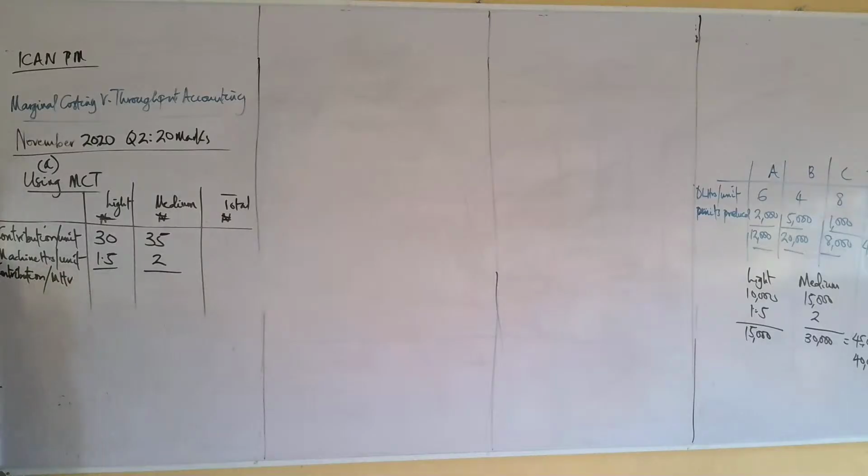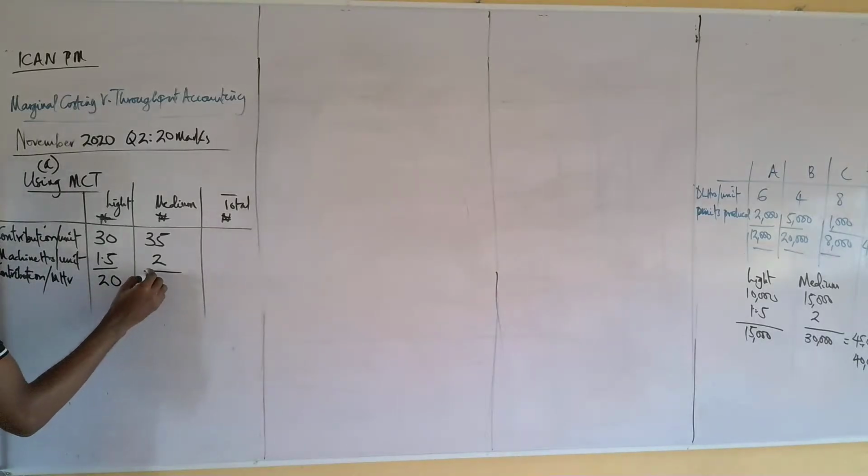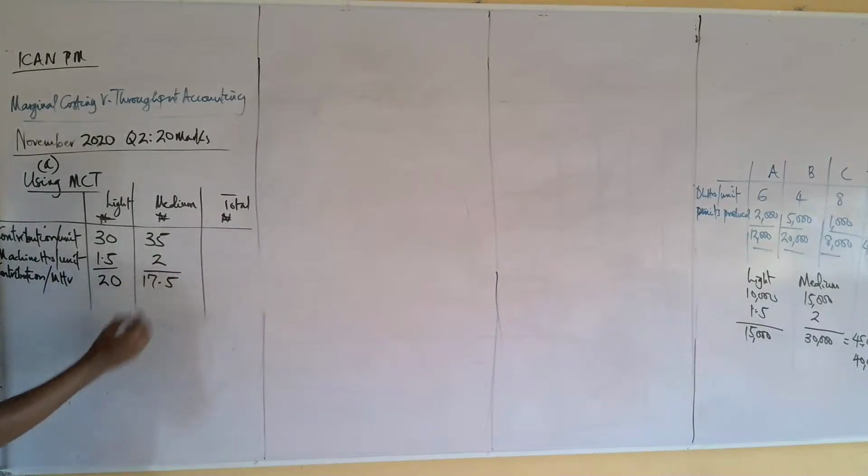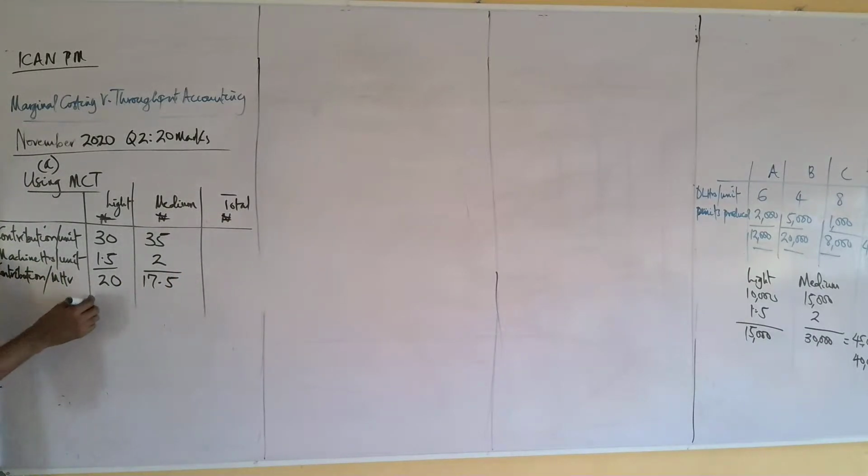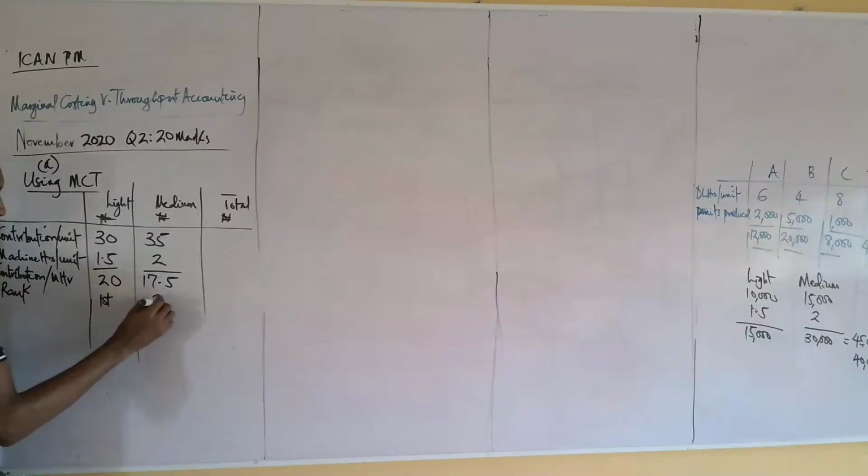30 divided by 1.5 is 20. 35 divided by 2 is 17.5. Next step is to what? That's what we just did. This is the ranking. Which one takes first? Light takes first, medium takes second.